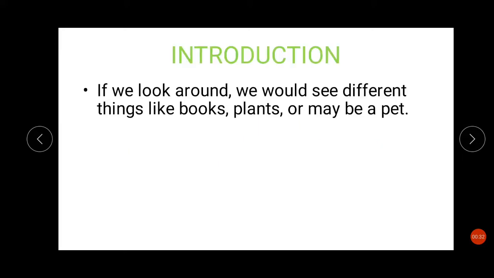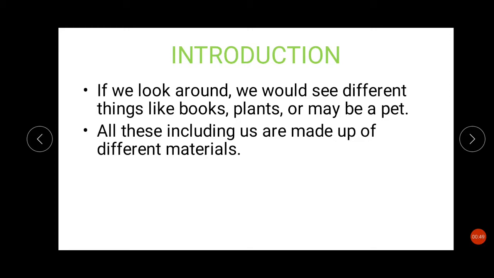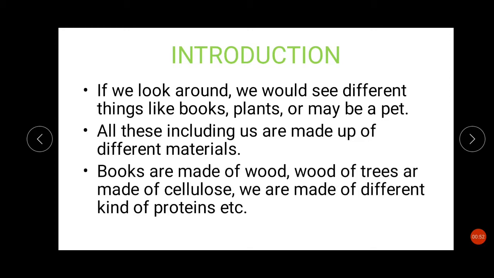Well, to begin with, if we look around, we could see different things like books, plants, and maybe a pet, including us, people or human beings. All these things, including us, are made up of different materials. For example, books are made up of wood, and wood of trees is made up of cellulose, a kind of fiber. We are made up of different kinds of proteins. So basically we are made up of one or another kind of chemical material only.